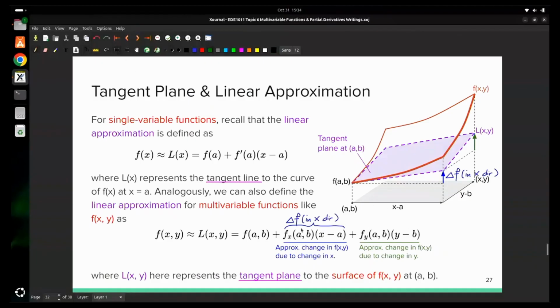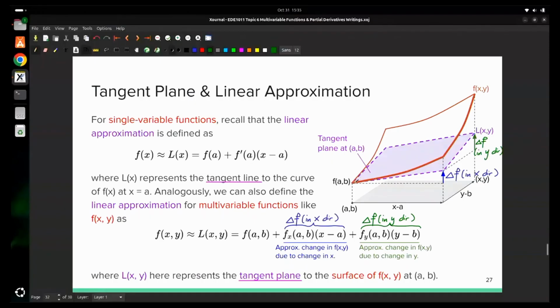So therefore, this expression, the green part, is the change in f but in the y direction. Okay, so it's this guy. So this is the delta f in the y direction. Any objections? Okay, so now, what is the tangent approximated value, L of xy?